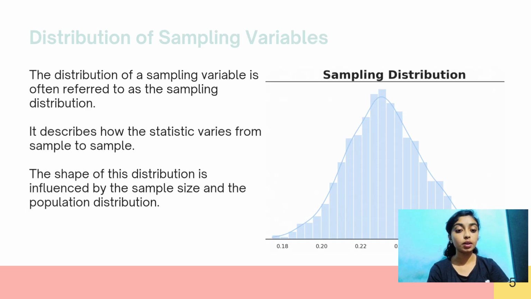Distribution of the sampling variable. The distribution of a sampling variable is often referred to as the sampling distribution. It describes how the statistic values vary from one sample to another. The shape of the distribution is influenced by the sample size and the population distribution.